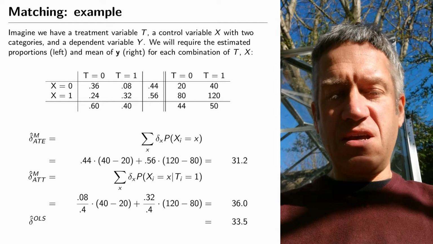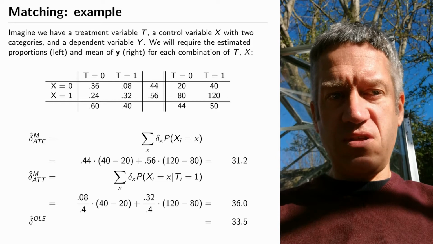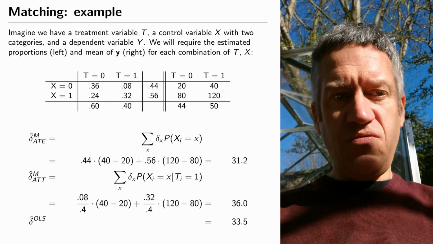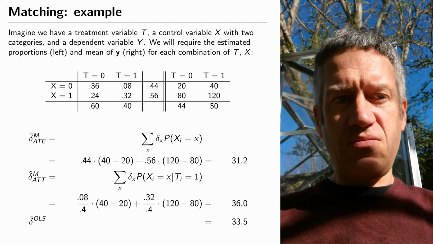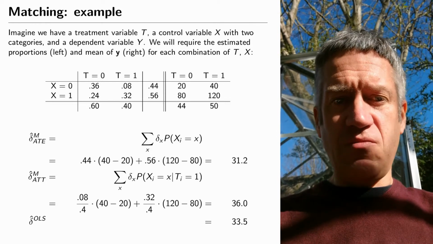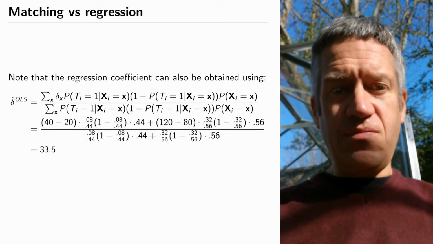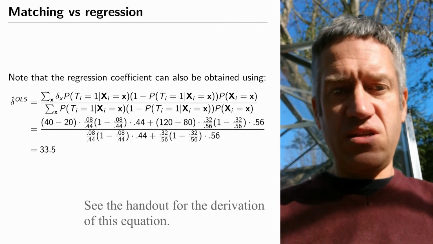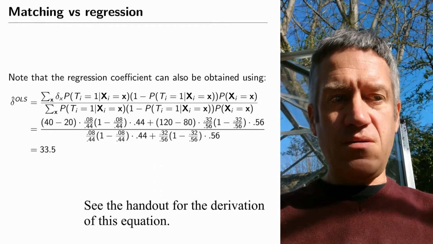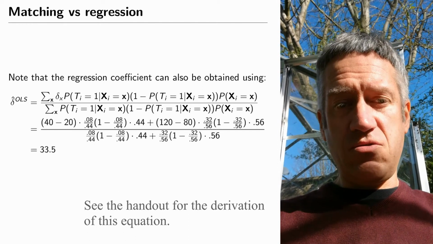Perhaps we are only interested in the average treatment effect on the treated. In that case, we only look at those cases where t equals 1. So you get 8% out of 0.4 and then 32% out of 0.4. Then we end up with 36. For OLS, the equation is a little bit more complicated and therefore on the next slide. So we have of course looked at OLS in a different way, but you can reformulate it in the terminology that we have used for matching. And then you come up with this relatively complicated equation here. And we can calculate on the basis of the previous table what our OLS estimate would be. And in this case we obtain 33.5.